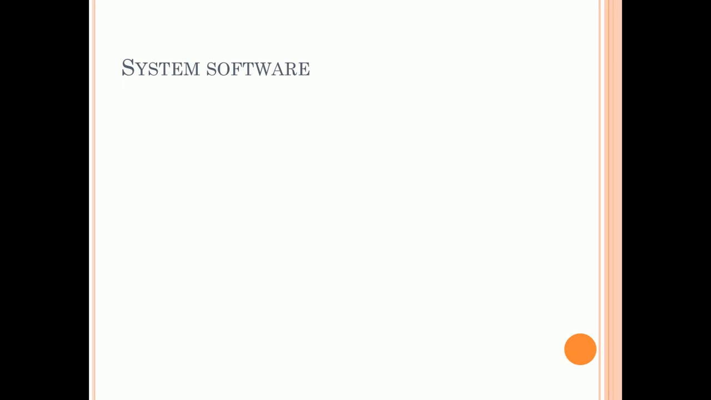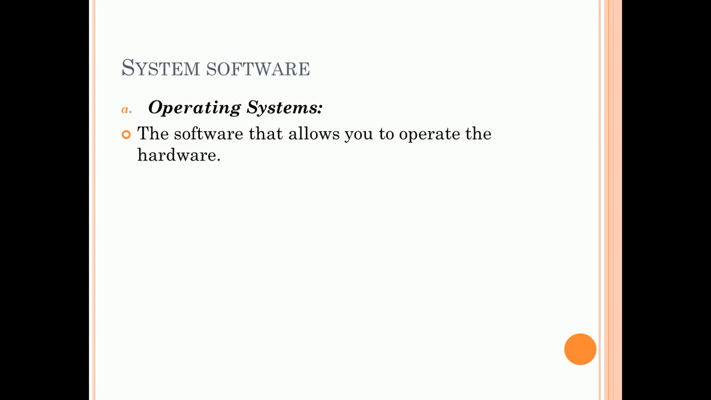So first you will see the system software. It includes first the operating system. As we all know, what are the different types of operating systems? Can anybody tell me? Tell me different types, different examples of operating system.